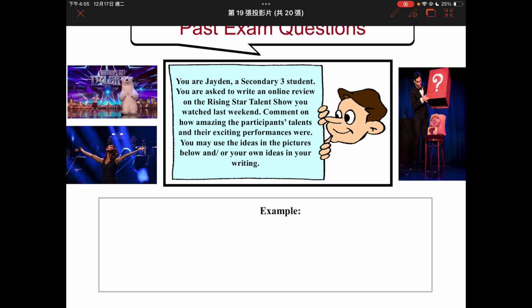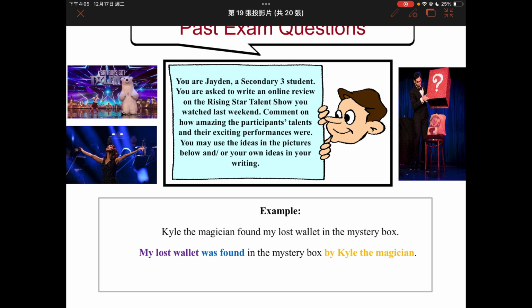Okay, first example for you guys with passive voice. Kyle the magician found my lost wallet in the mystery box. My lost wallet was found in the mystery box by Kyle the magician.